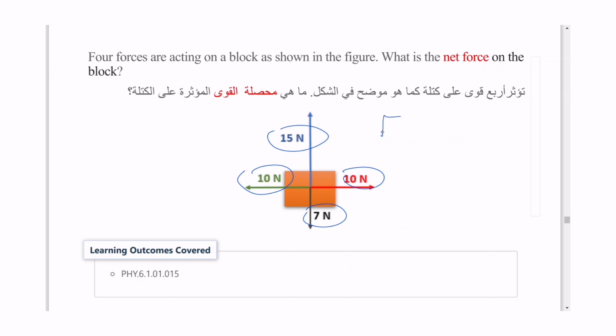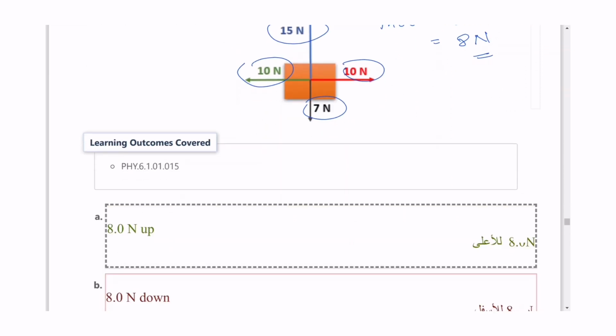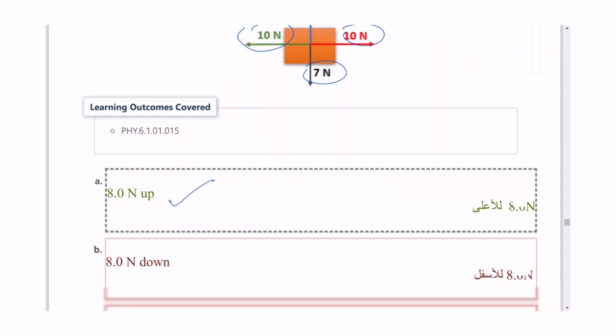So to find the net force, if there are two forces acting in the opposite direction, take the larger force minus the smaller force. So 15 minus 7 is equal to 8 Newton upward, because the upward force is the greater force. 8 Newton up.